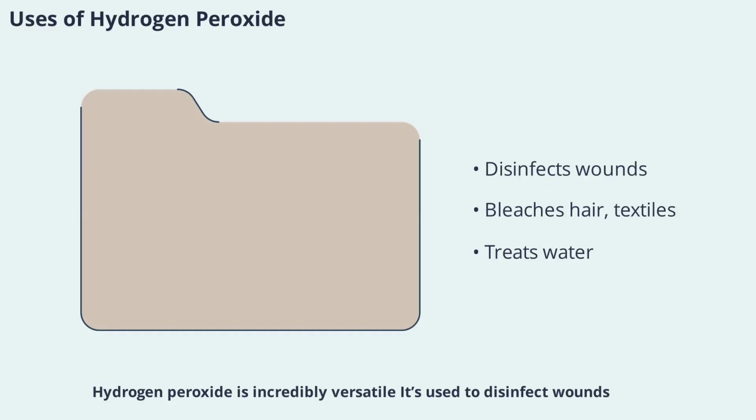Hydrogen peroxide is incredibly versatile. It's used to disinfect wounds, bleach hair and textiles, and treat water. In industry, it's a key ingredient for making chemicals and cleaning equipment. Its strong oxidizing properties make hydrogen peroxide useful in many fields, from healthcare to manufacturing.